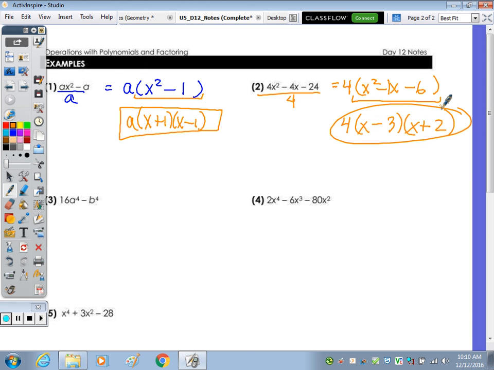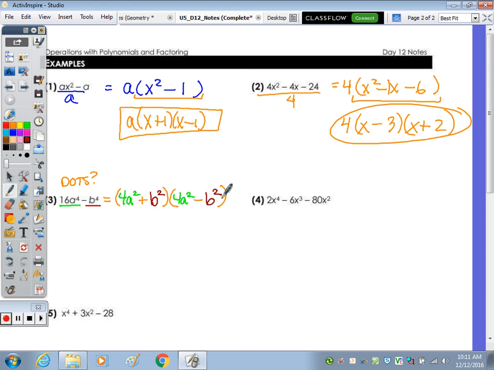Number 3, 16a to the 4th minus b to the 4th. There's no GCF, and we have two terms. So is this a difference of squares? Okay, 16 is a perfect square, and a to the 4th and b to the 4th are perfect squares because the exponents are even. So up front, to get the 16a to the 4th, that'd be 4 times 4 to get 16, and a squared times a squared to get a to the 4th. Signs are different, so one plus, one minus. And then to get the b to the 4th, that would be b squared times b squared.